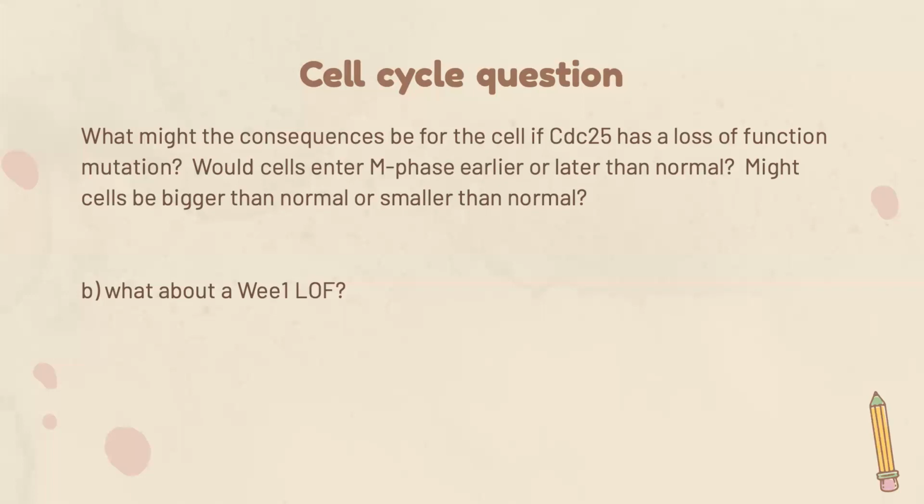On the flip side, what if WEE1 had a loss of function instead? Would cells be going into M phase earlier or going into M phase later?